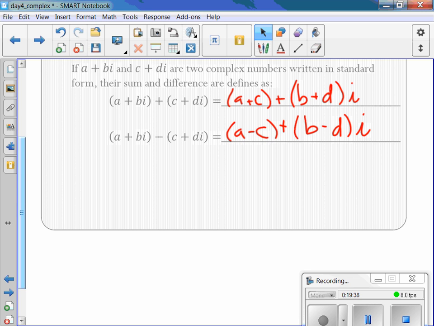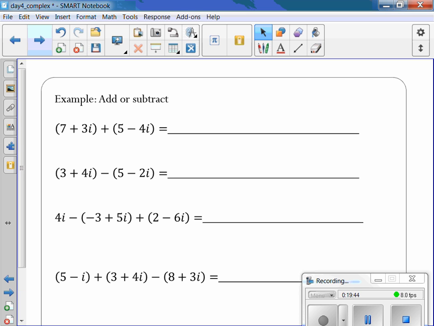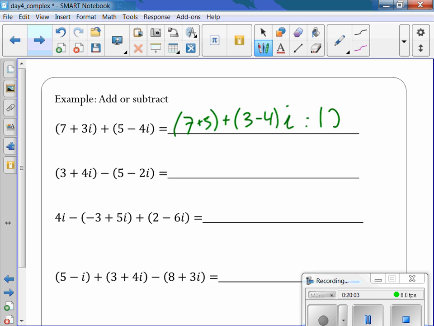So, if we have something like these, Monica, I have 7 plus 3i plus 5 minus 4i. What am I adding? Absolutely, absolutely. I add the real numbers together. So I'm adding the 7 and the 5. In my imaginary, I have a 3i, and I have a minus 4i, which gives me that minus i. Tough stuff, right?